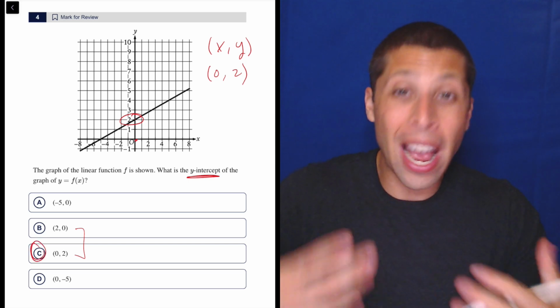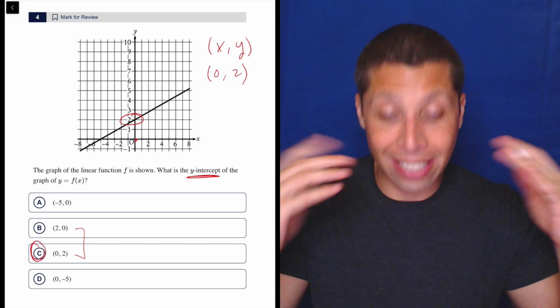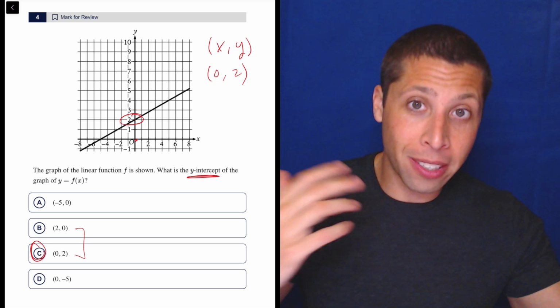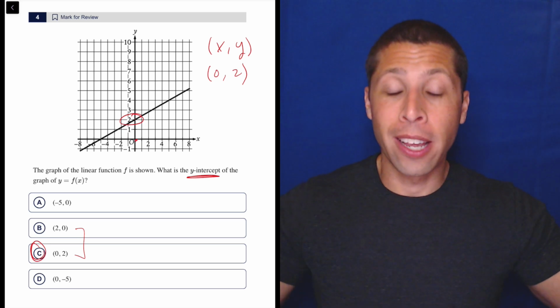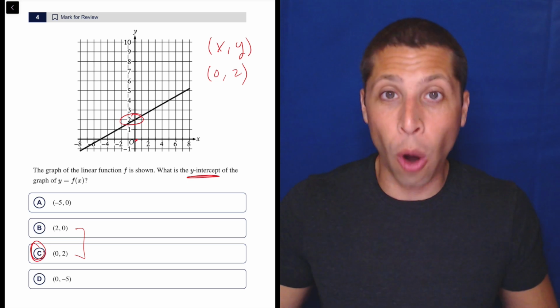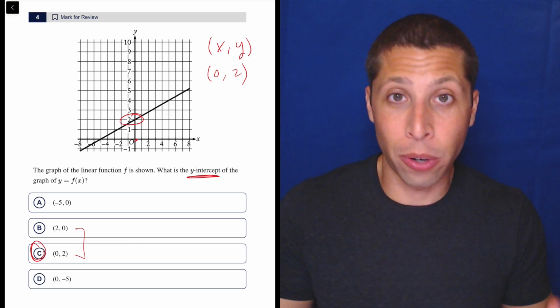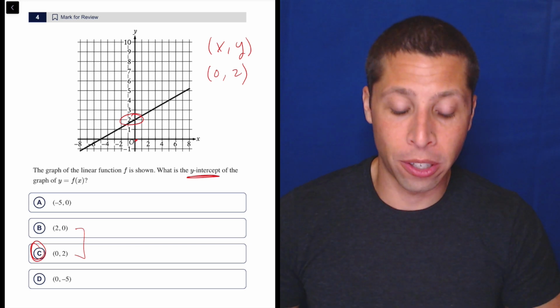So if you just ask me what's the y-intercept of this line, I would just say it's 2. But that's because it's taken kind of as an assumption that the x-coordinate is 0. That's just always the case with any sort of y-intercept. The x-coordinate is always 0.